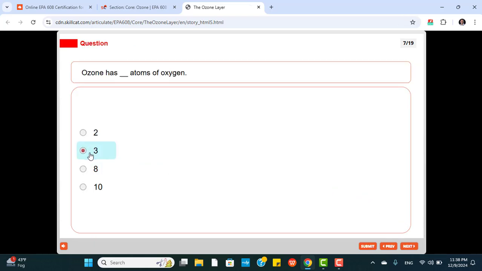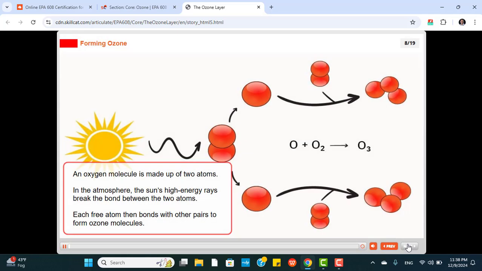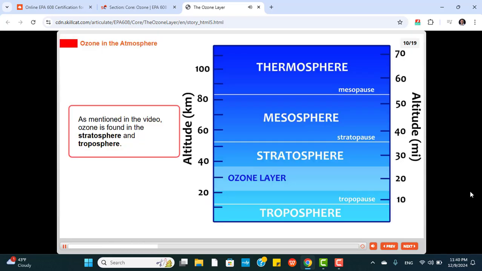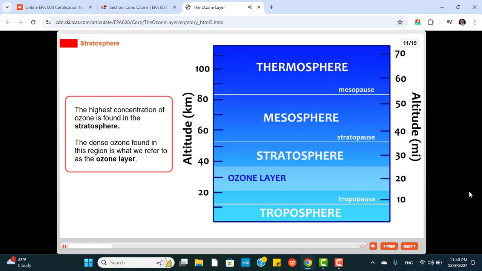Ozone has 3 atoms of oxygen. An oxygen molecule is made up of 2 atoms. In the atmosphere, the sun's high-energy rays break the bond between the 2 atoms. Each free atom then bonds with other pairs to form ozone molecules. Stratosphere and troposphere. The highest concentration of ozone is found in the stratosphere. The dense ozone found in this region is what we refer to as the ozone layer.